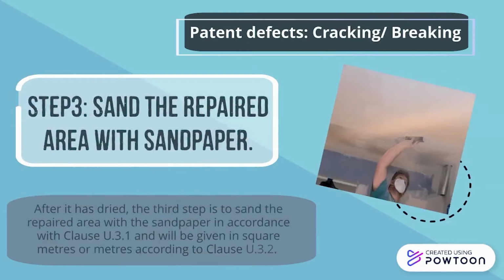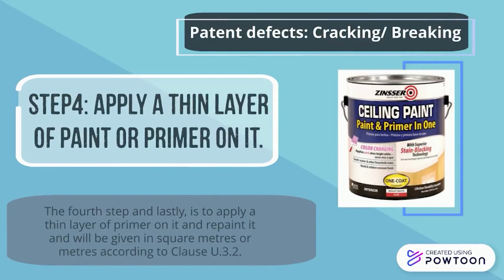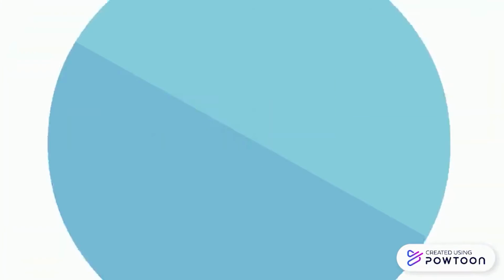After it has dried, the third step is to sand the repair area with the sandpaper in accordance with class 2.3.1, and it will be given in square meters or meters according to class 2.3.2. The fourth and last step is to apply a thin layer of primer on top of it and repaint it, and it will be given in square meters or meters according to class U.3.2.